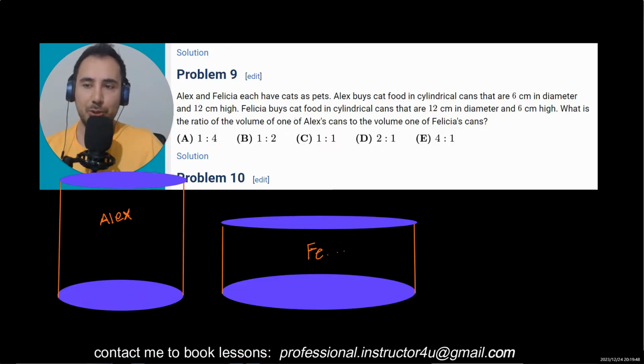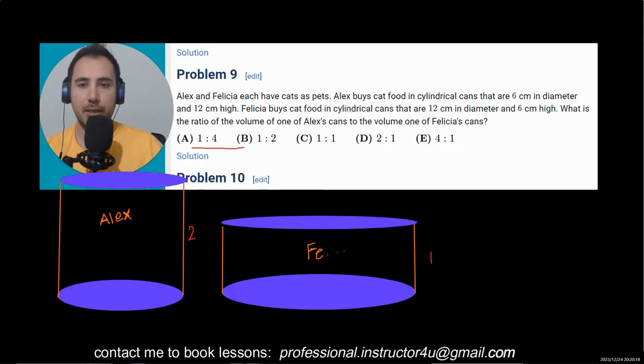So the point that I want to give here is this. The height here is 12, and this one is 6. I want to replace them by 1 and 2. I just want to keep the ratio, but I want to change the numbers, and the answer will not change. I'm going to make this 1 and I'm going to make this 2. I do this because it's a ratio question.